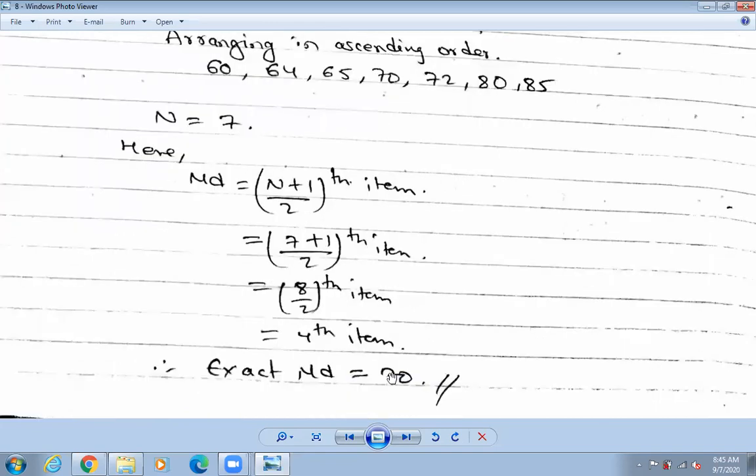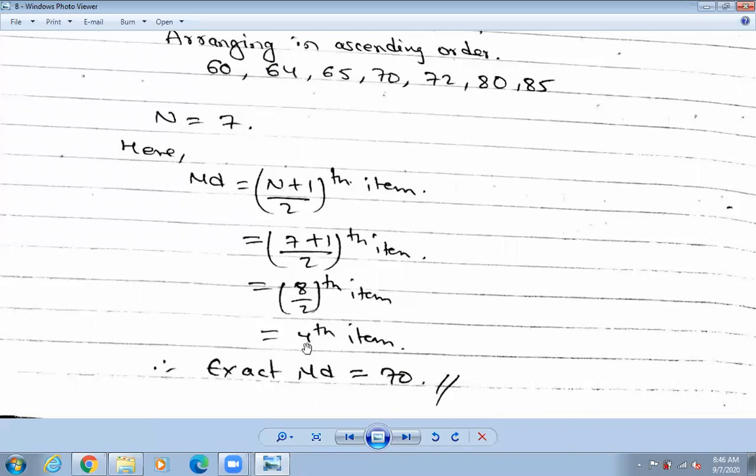70 is our number. So median means you are just choosing the number. We are not dealing with the point or the part here. We are just choosing the number. If it is fourth, we choose the fourth number. If it is fifth, we choose the fifth number, in that way. So exact median is 70. 1 2 3 4, the fourth number is 70. That's why the median is 70.